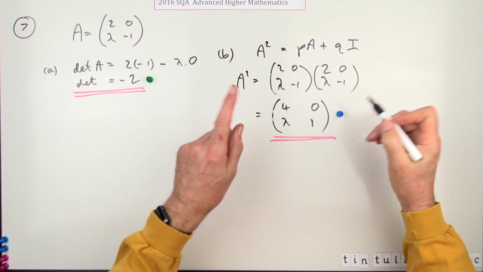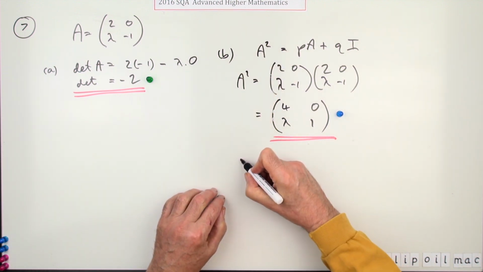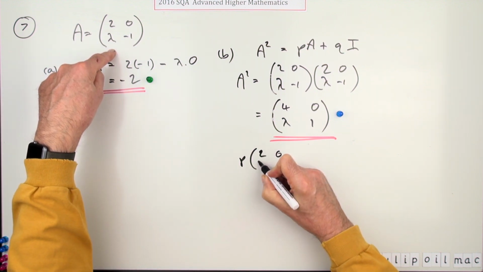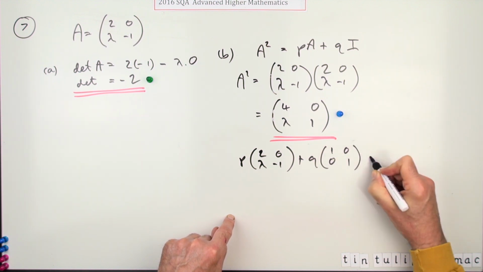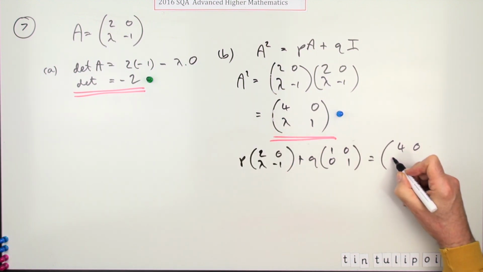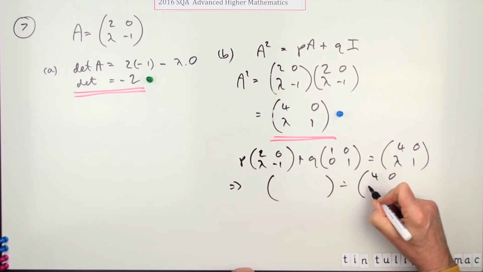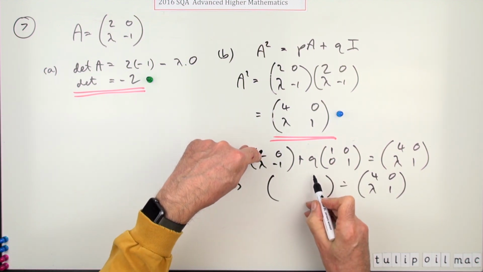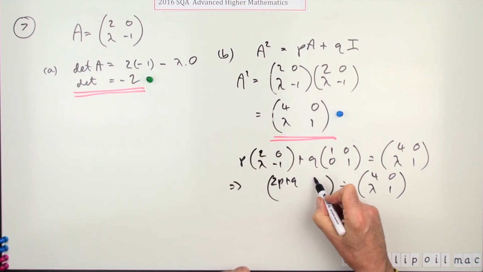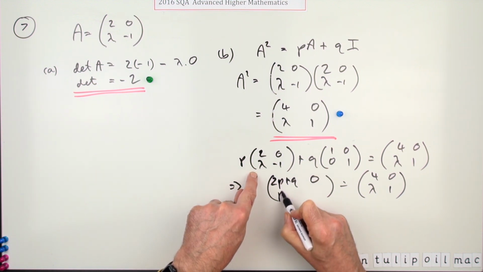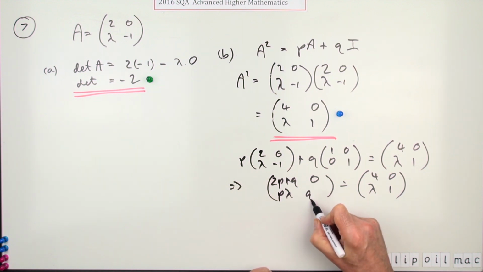However, doing it the formal way, which would be longer in this case, would simply be, well, if this is meant to equal that, that means that P lots of A, 2, 0, lambda, -1, plus Q lots of I, 1, 0, 0, 1, should equal A squared. Tidying that up into 2 equal matrices means that you've got 2P plus Q for the first element, and that's a 4. This one's just got P lambda, and the last element's going to be minus P plus Q, I'll just call that Q minus P.